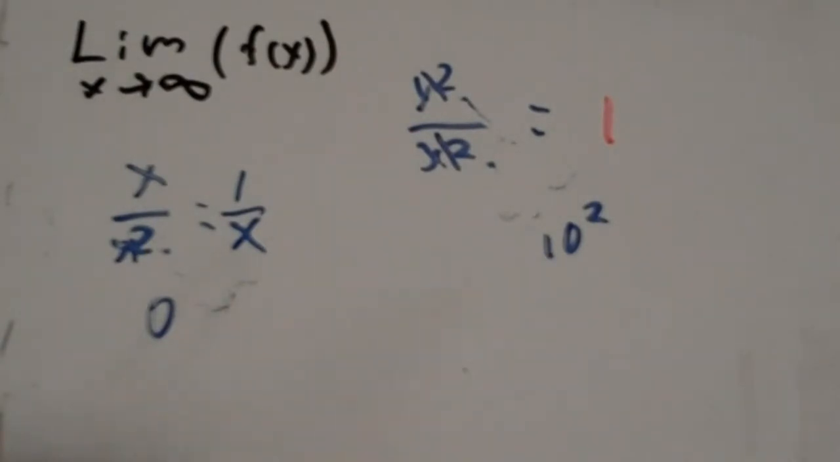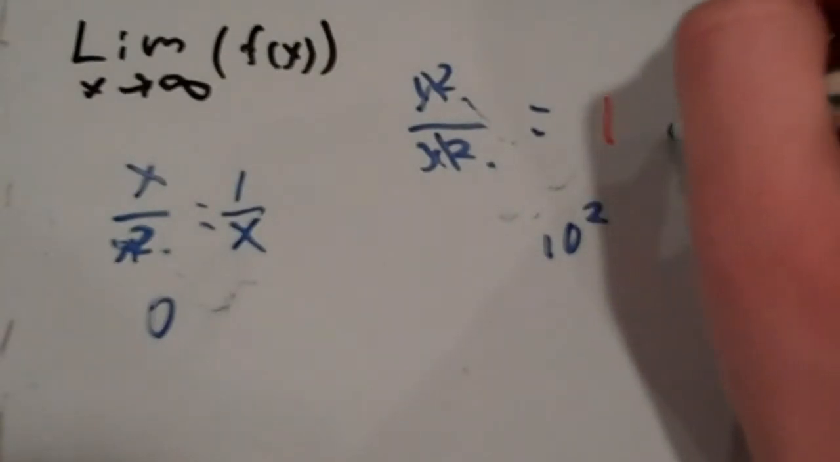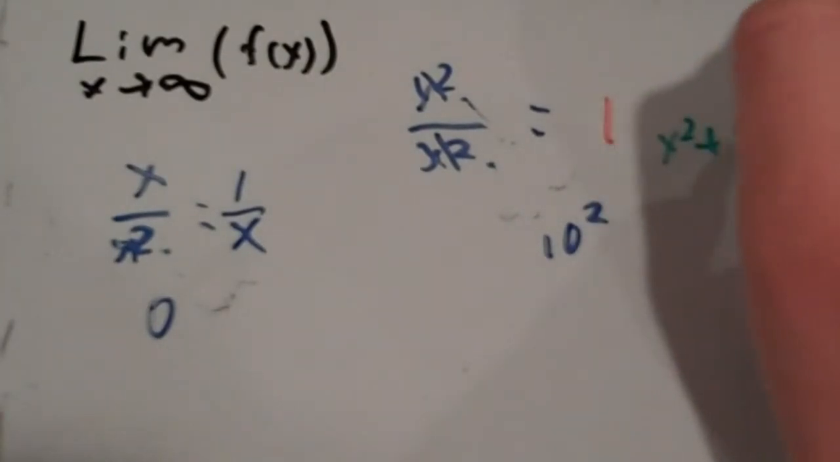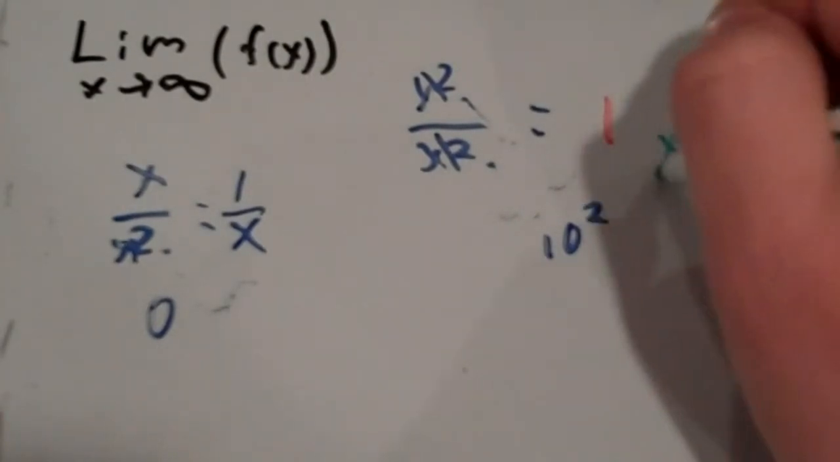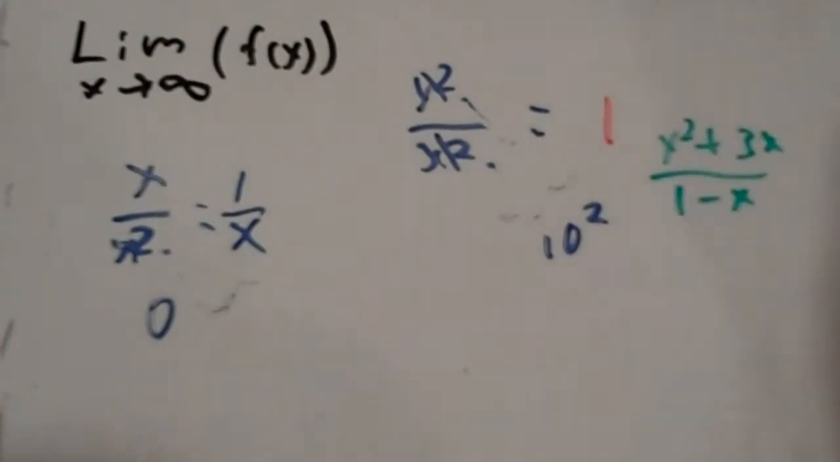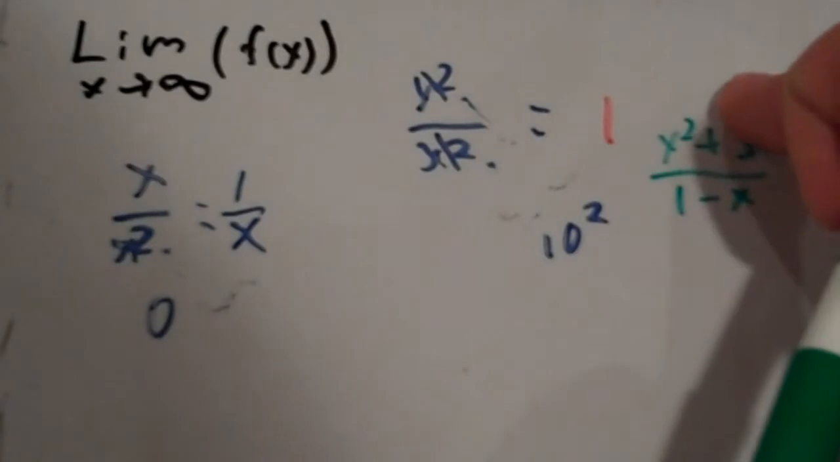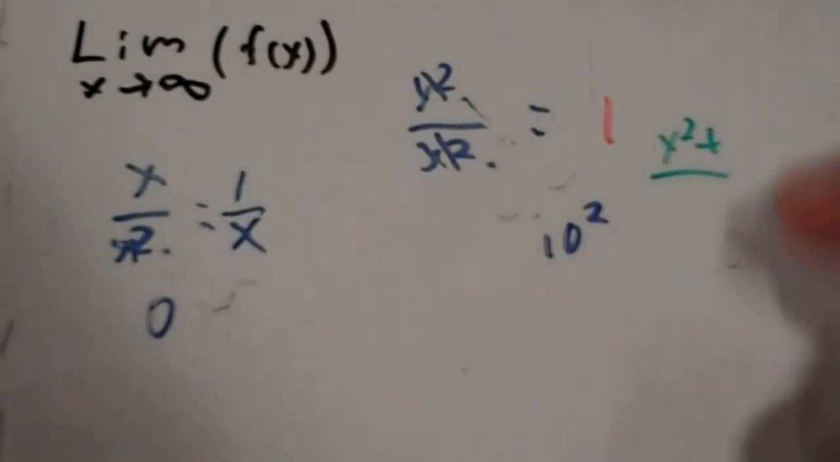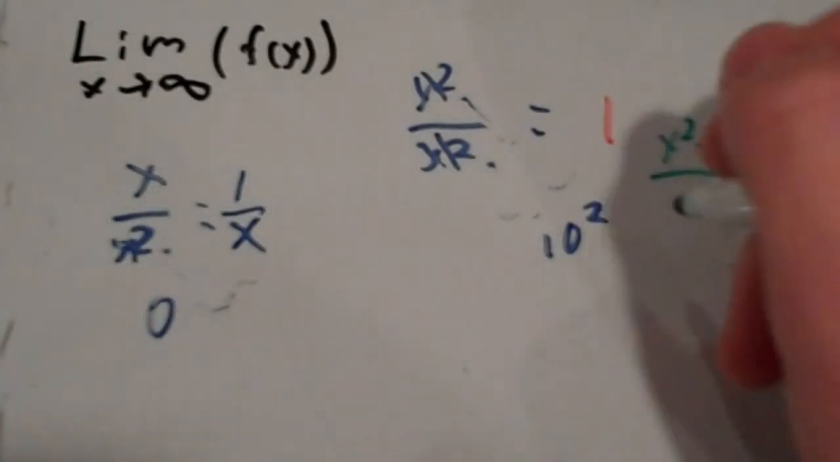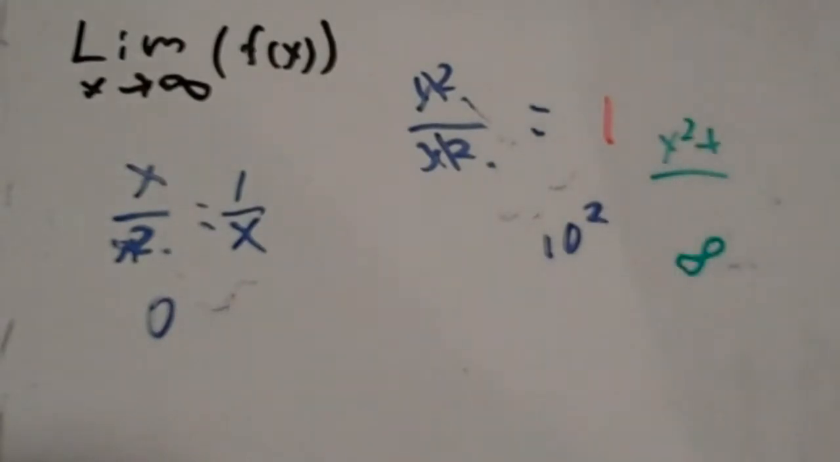Now then the third situation we can come across is if we have the highest power at top. Say we have x squared plus 3x over 1 minus x. Well, in that case, we can ignore all the lower powers, and we just essentially have x at the top, so that would then be infinity.